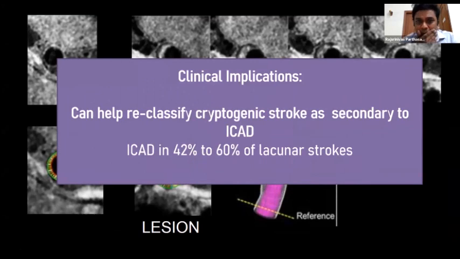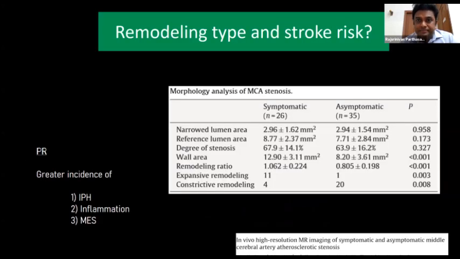So why is it important? A lot of cases where we think it is a cryptogenic stroke could be secondary to intracranial atherosclerotic disease. And in one paper they mentioned that up to 40 to 60% of lacunar strokes can be attributed to intracranial atherosclerotic disease. And therefore there is a need to look for these plaques which may not show up on luminal imaging.